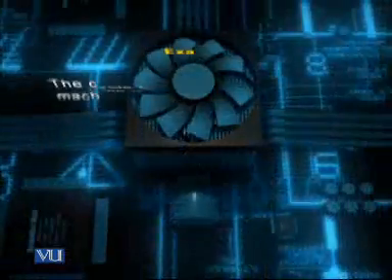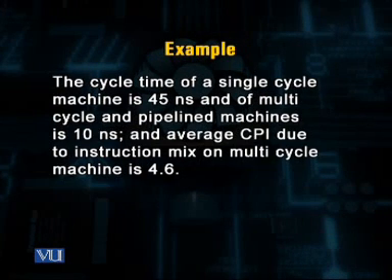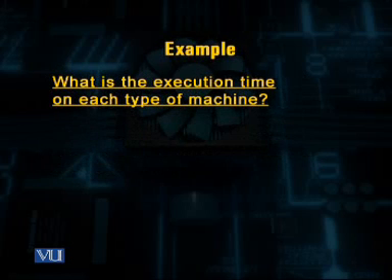I will now further highlight this with the help of some numerical examples. And for this purpose, let us refer to this numerical example, which is given over here. In this example, we assume that the cycle time of a single cycle machine is 45 nanoseconds, and of a multiple cycle and pipeline machine is 10 nanoseconds, and the average clock cycles per instruction due to instruction mix on the multi-cycle machine is 4.6. So let us see what is the execution time on each type of machine.